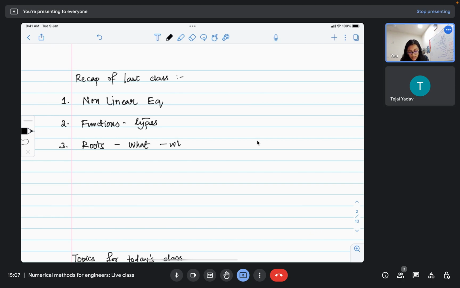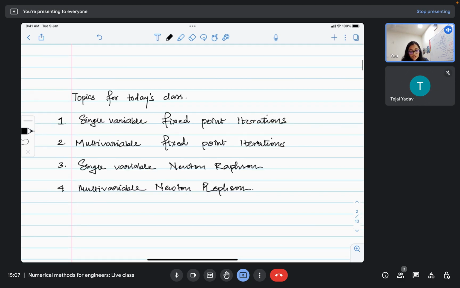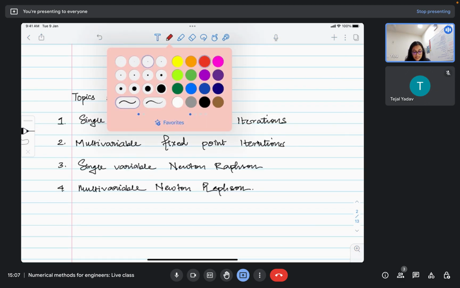After we understood why we are finding roots, we went ahead and learned two different techniques to find out the roots. One of them was the bisection method and the other was the secant method. This is all we had learned in the previous class, and let's see what we are learning today.